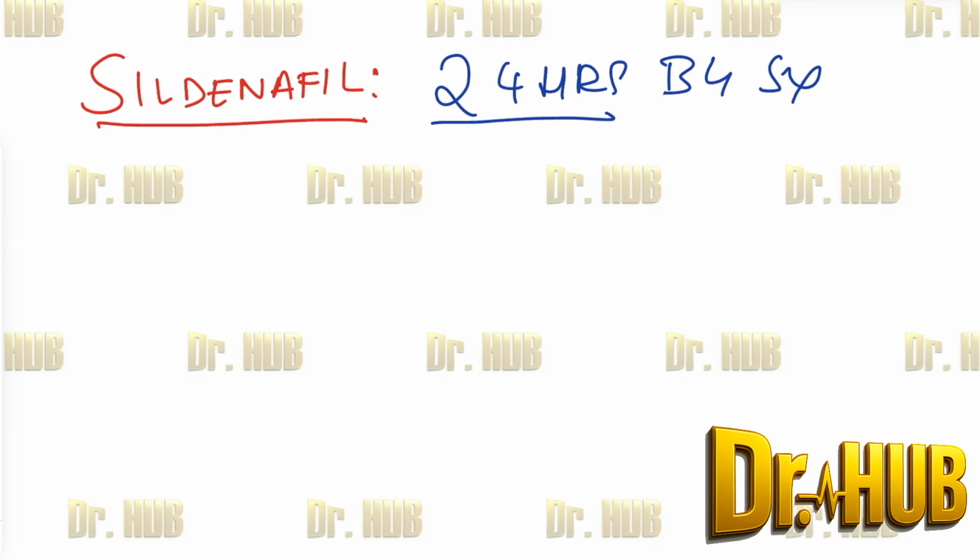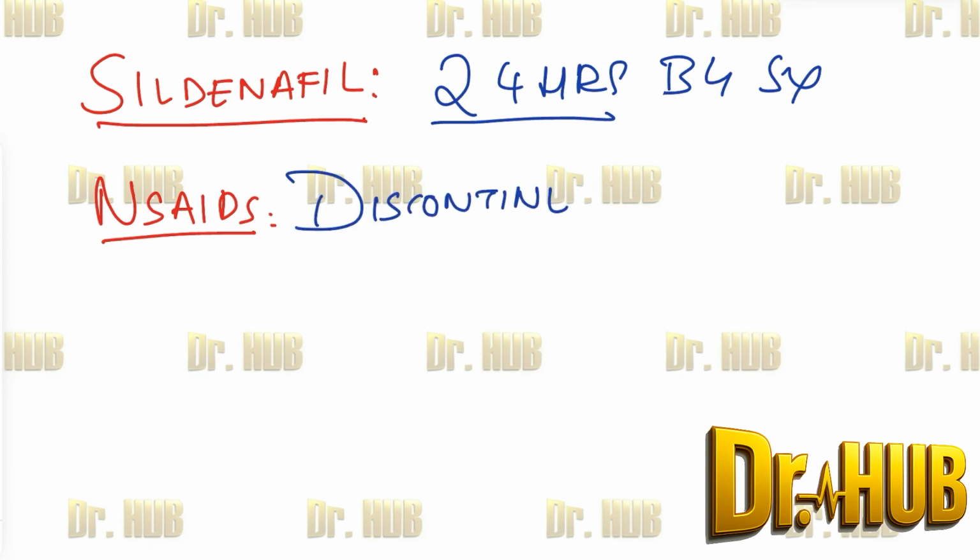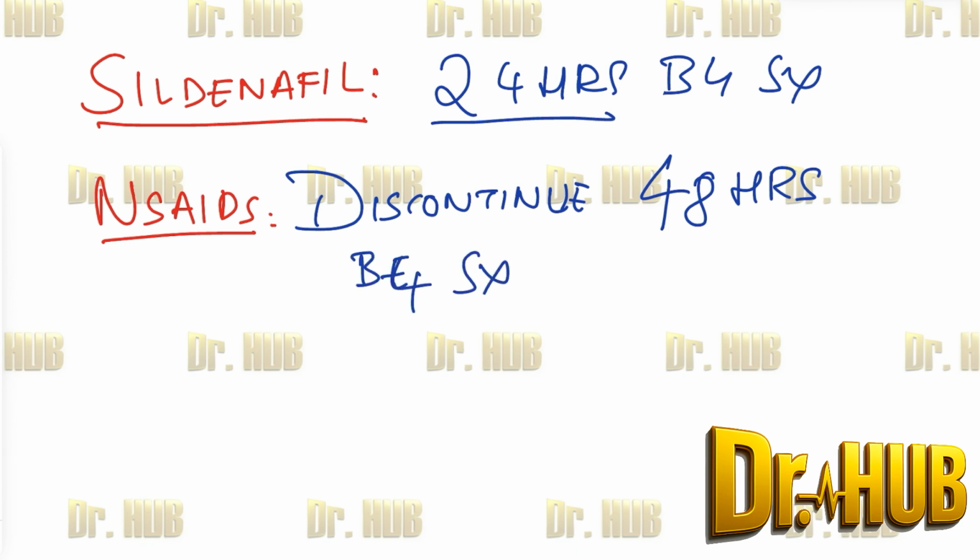Next, moving on to the NSAIDs. The NSAIDs are discontinued 2 days before the surgery. So you have to discontinue 48 hours before the day of surgery.